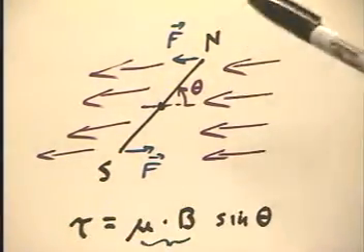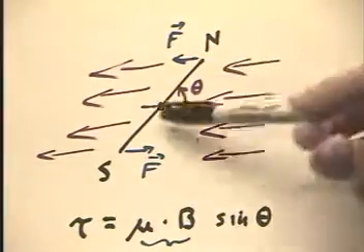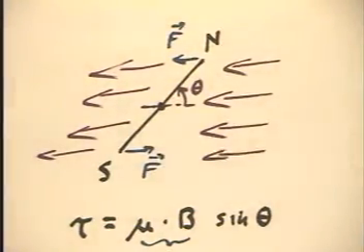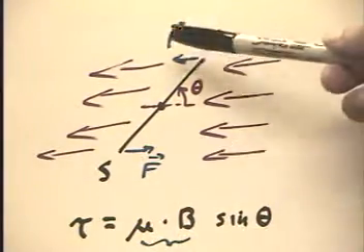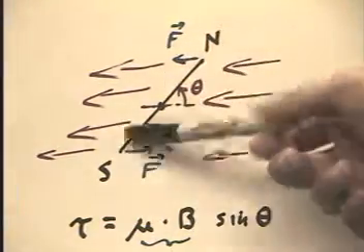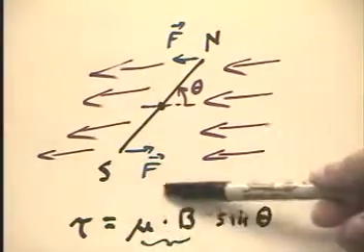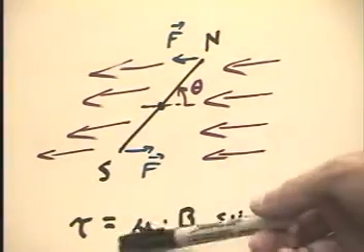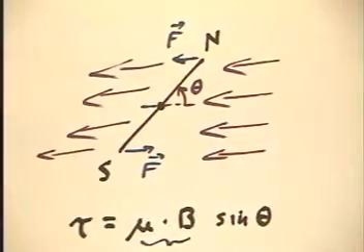Remember we said a minute ago that the torque was proportional, for a given length of the magnet, to the force, which in turn is proportional to the strength of the magnet. So that mu is a measure of the strength of the magnetic dipole.